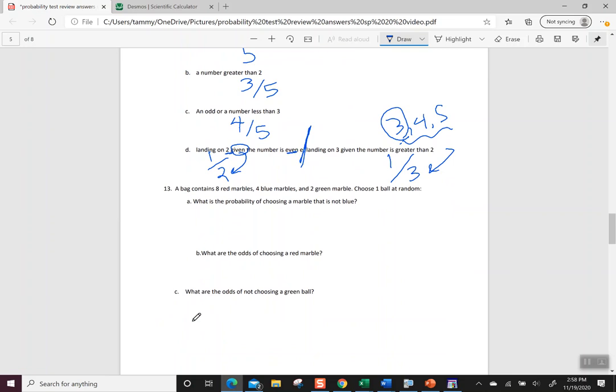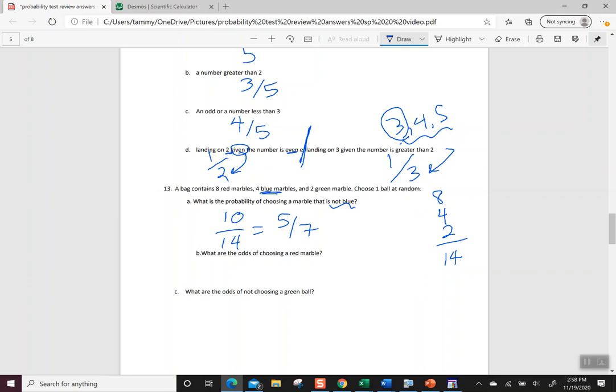13 says a bag contains 8 red, 4 blue, and 2 green marbles. We choose one at random. We want to find the probability of choosing a marble that is not blue. Not a surprise, how am I going to start? I'm going to start by finding my total. So 8, 4, and 2 gives me 14. Not blue. So there are 4 blue, which means there are 10 that are not. So 10 out of 14, that can reduce to 5 over 7.